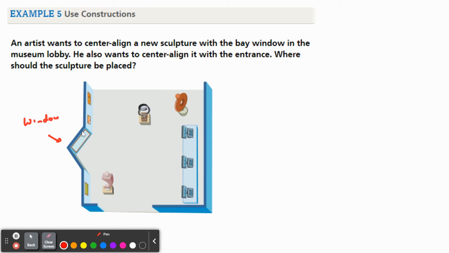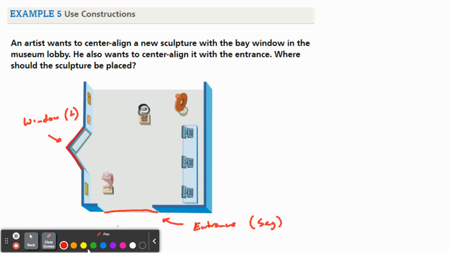And what we need to visualize is that this bay window is an angle. The entrance is right here, this opening. It goes from here to here. So let's envision this entrance as a segment. We want to center align both of them and put a sculpture so that it can be seen from the window and the entrance. So what we're going to do is simply construct the angle bisector of the window and the perpendicular bisector of the segment so that we're center aligned with both.